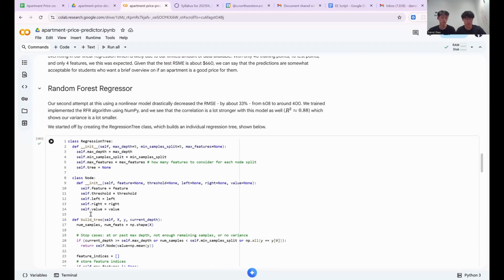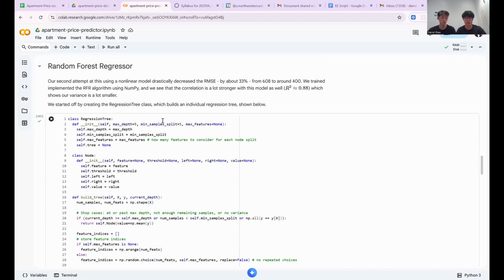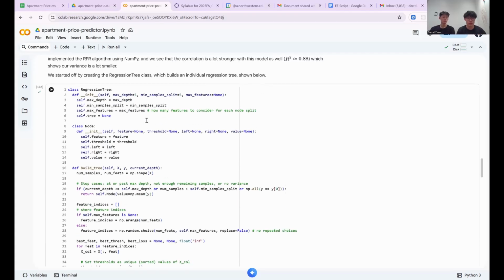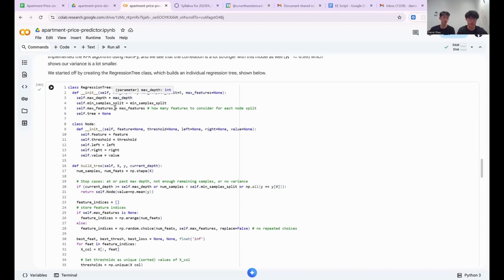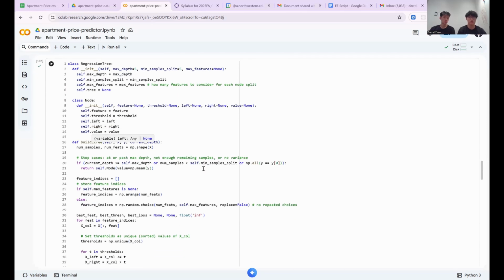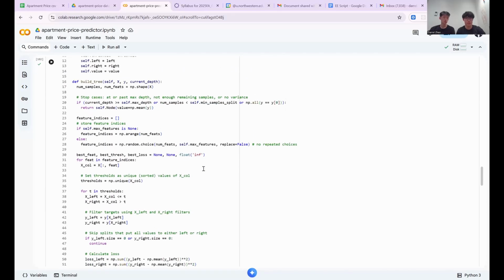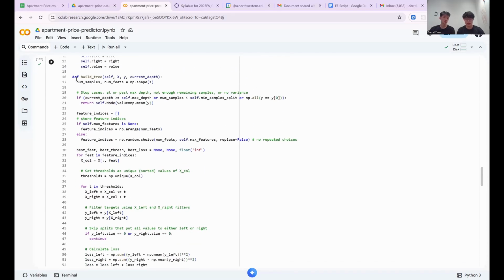So we decided to explore the random forest regressor, which looks at variance and tries to minimize variance as its cost function. To implement this, we start with a regression tree, and within that class, we create a subclass called Node, where each node stores the feature-threshold couple if it's an internal node. If it's a leaf node, then it just stores a value. And so build tree basically builds up all the trees.